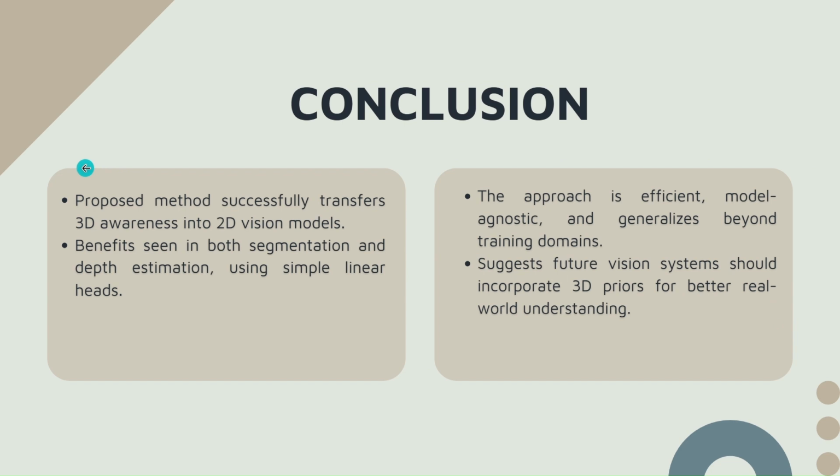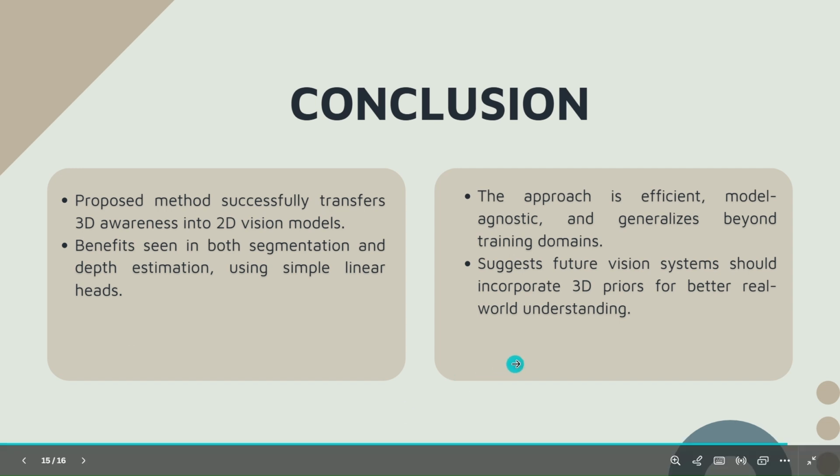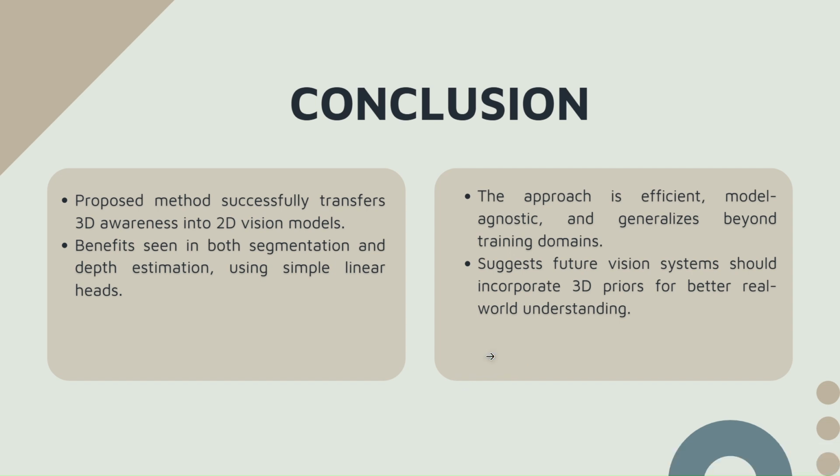So, in conclusion, this work introduces a novel and effective way to imbue 2D vision models with 3D spatial awareness. The key idea is simple yet powerful. Leverage pre-trained 3D Gaussian representations to guide the 2D models during fine-tuning. This alignment allows the 2D model to inherit a form of 3D understanding without explicitly predicting the depth or geometry during inference. The approach stands out for three main reasons.